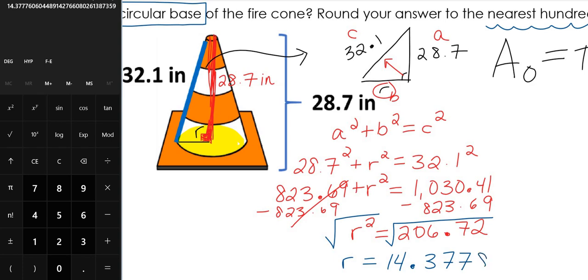14.3778, and it's going to keep going. Well, I'm going to keep it in the calculator, so hopefully I can still get the exact value. So I'm going to move on over. Now that I have the radius, which was the entire goal of doing the Pythagorean theorem, I can go ahead and try to get the final answer.